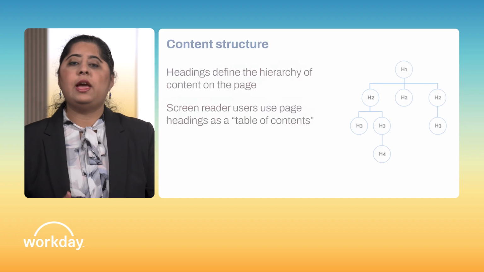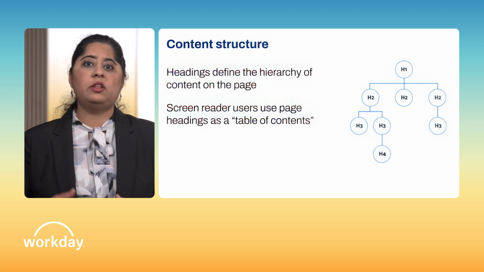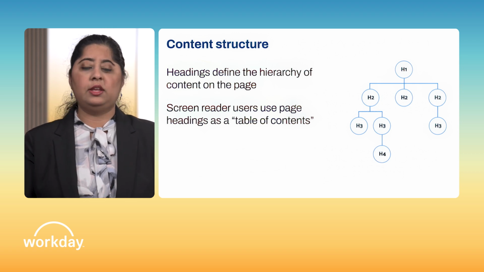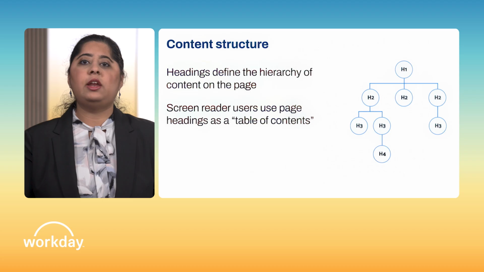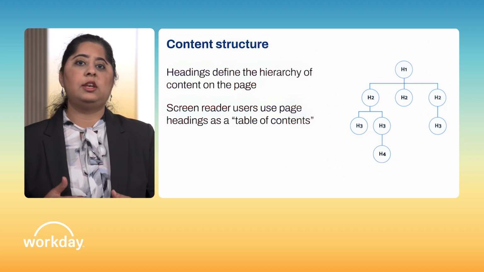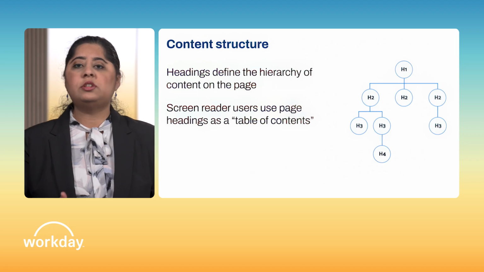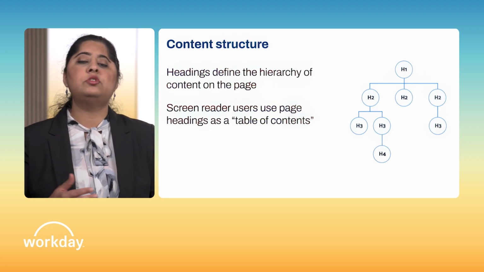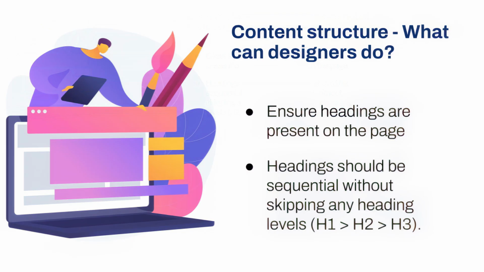The last topic for this session is content structure. The structure of the content on the page is very critical for accessibility. Headings help users to understand the overall content on the page and the hierarchy of that content. Additionally, screen reader users can use the headings on the page as a table of contents to understand what is contained on the page and to jump to a specific section. To ensure proper content structure, designers can provide headings on the page and make sure that the headings are arranged in a logical order.